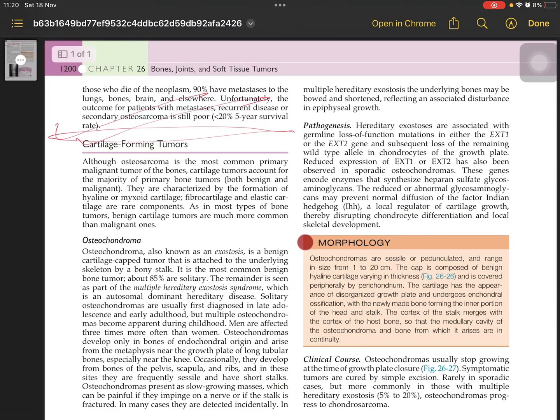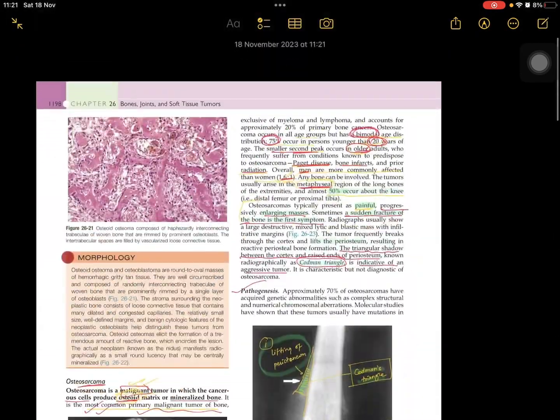Now the last slide. Something not so important is written here. So this is all about osteosarcoma. We even read it from Robbins, and it's a very easy topic.